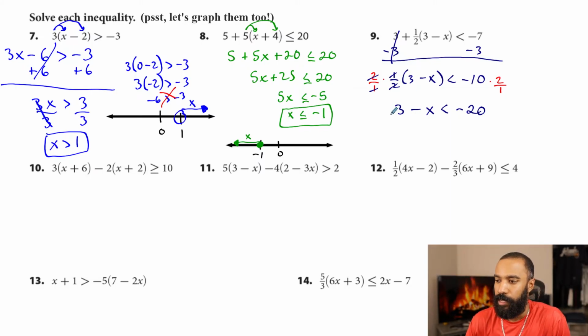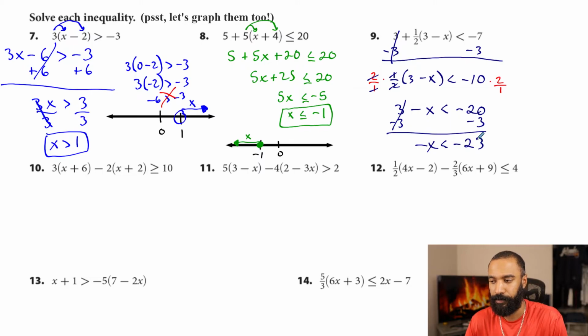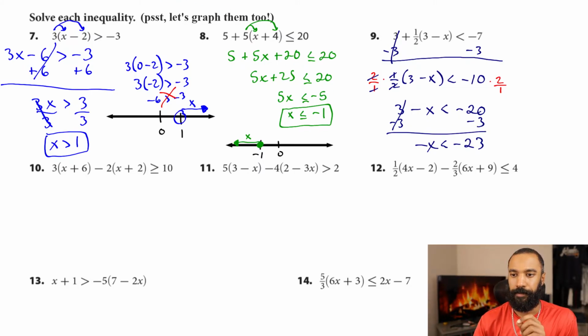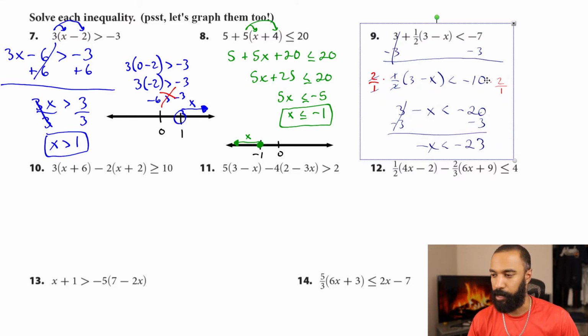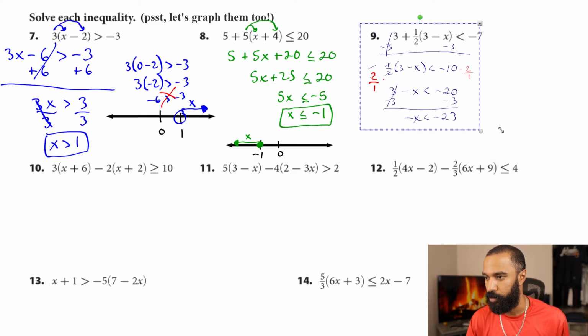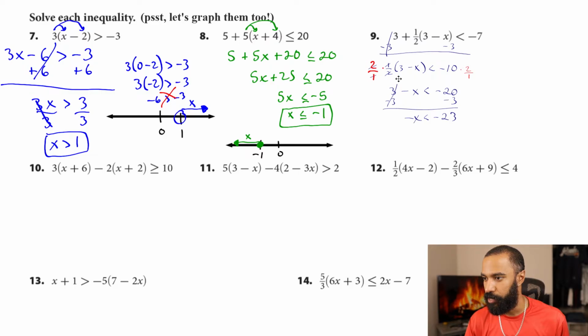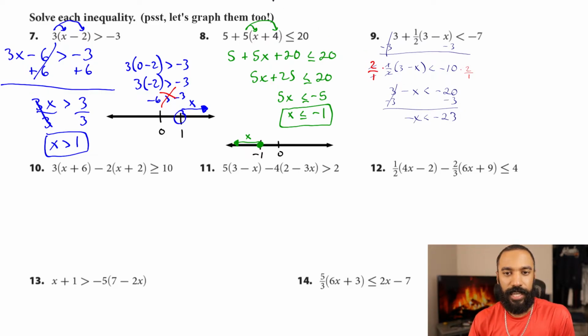Okay, now I'm going to subtract 3 again from both sides right here, and here I'm going to get, keep in mind, this is a negative right here, negative x is less than negative 23. Okay, let me do something quick. I'm going to group this and shrink it some so I can get myself some more room. Hey, look what just happened. Negative x is less than negative 23.